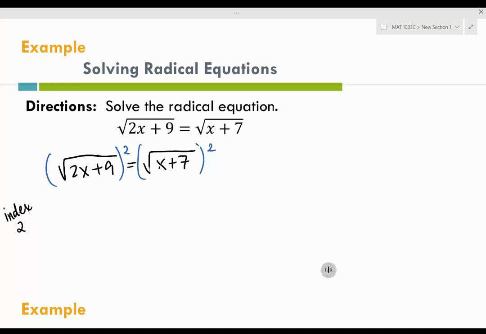When we do that, we're going to be left with what's underneath. So we're going to have 2x plus 9 equals x plus 7. And then we're going to solve for x, which means I need all of my variables on one side of the equation and all of my constants on the other.